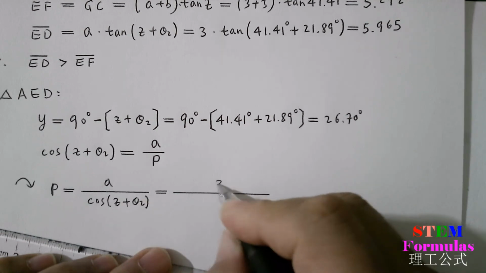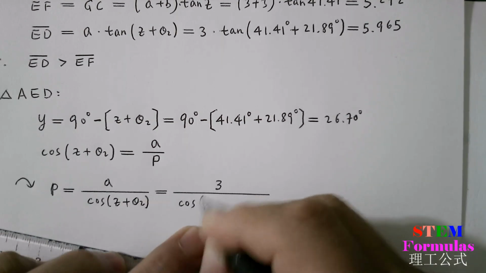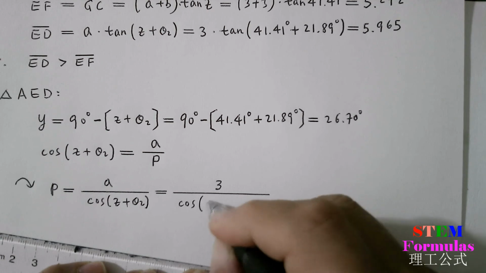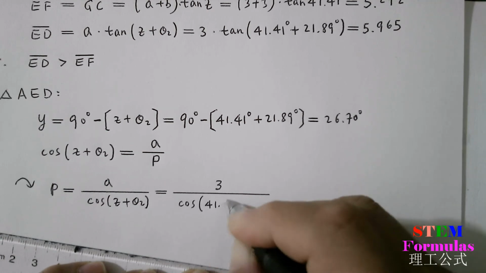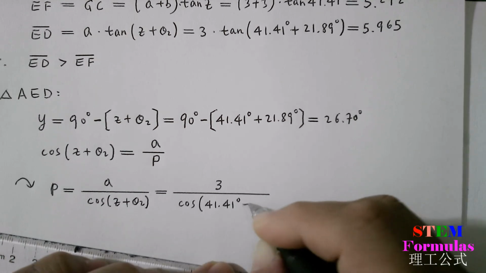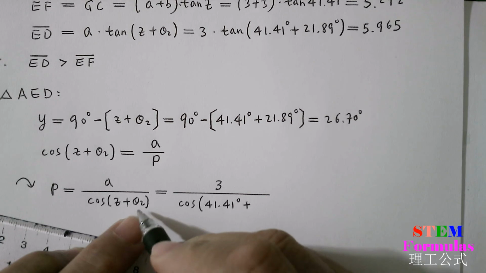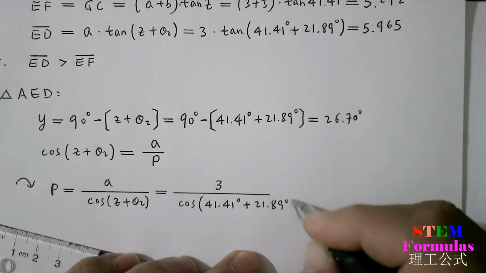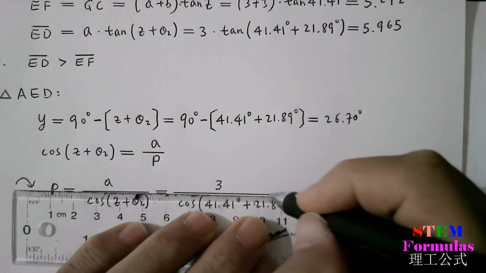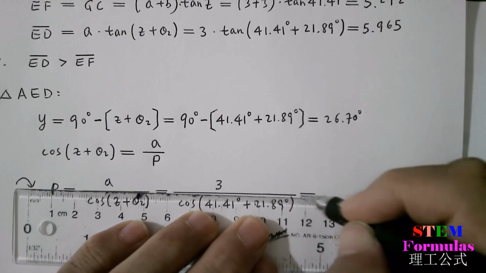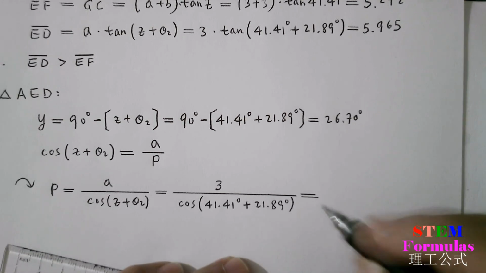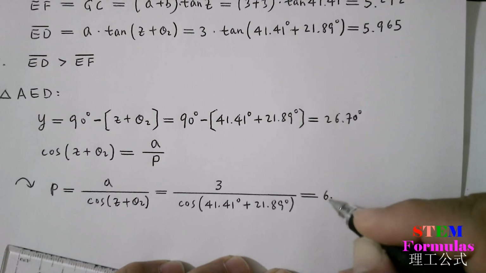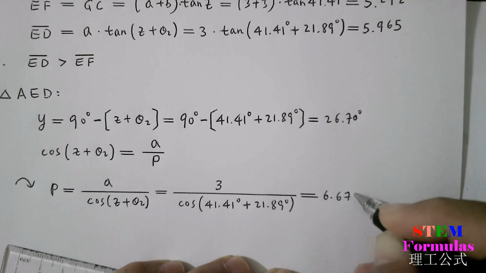So A equal to 3, cosine Z equal to 41.41 degrees plus theta 2, 21.89 degrees. So this value give me the number as 6.677.